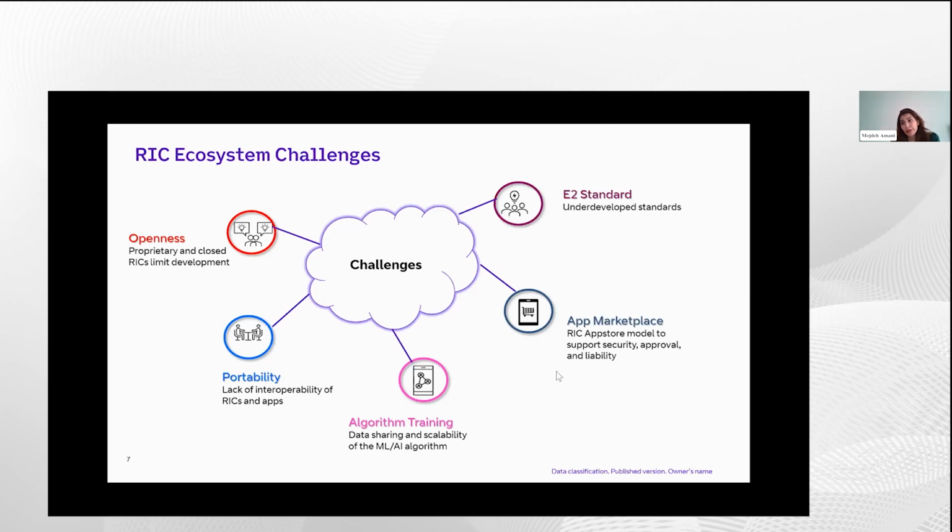E2SM standards are very much underdeveloped, and we don't have such a standard to communicate the low layer data to the upper layer, RIC and SMO. So in terms of E2SM standards and our service models, we need to work a bit on the standards and move forward. The other challenging part is the RIC app store: can it plug and play any xApp or apps from any marketplace, and are they secure enough? Who is approving this and who is liable for this app? We need to work around these kinds of things, and it's a challenging part of that.